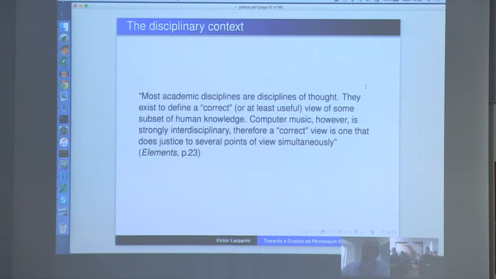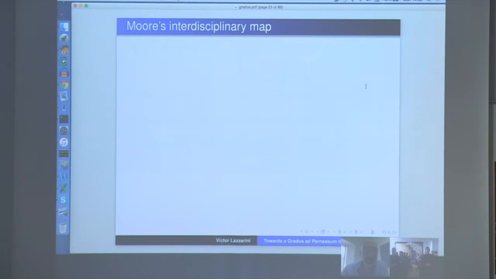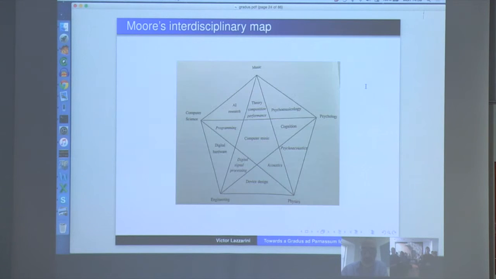In order to truly advance your work within computer music, you really need to engage with the technology as much as possible. So he proposes an interdisciplinary map that will try to trace out the important areas of computer music. Now this is a photo from his book. This picture comes straight from the book.